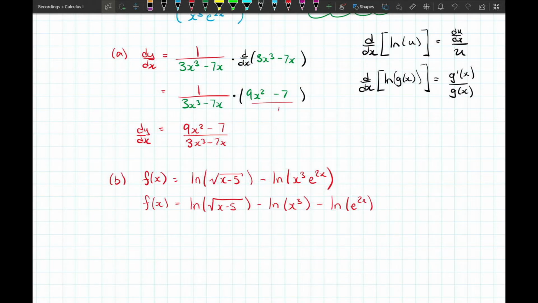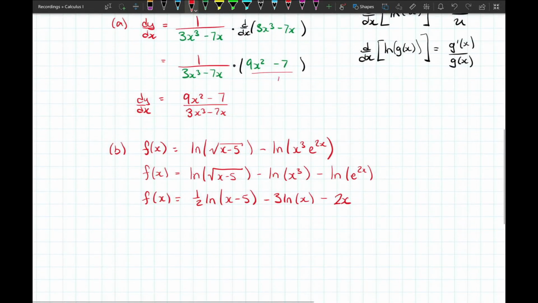Because we have lots of exponents, even this root of x minus 5 can be written as x minus 5 to a power of 1/2, and powers can be placed as coefficients in front of the logarithm. We can do the same thing here with x cubed. Now, we'll have to use a different property here for this last term. The natural logarithm and the natural exponential function are inverse operations that cancel each other out. So if we have 2x, and we use the exponential function and the logarithmic function on that, we should have the cancellation so that we end up with just 2x. And we finally have something that looks easy enough to take the derivative of, so we'll start that process.